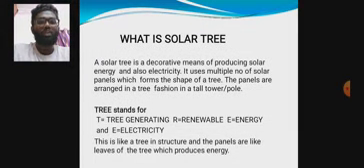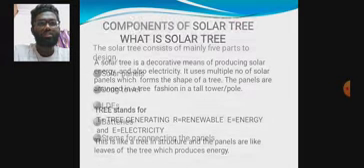What is a solar tree? A solar tree is a decorative means of producing solar energy and also electricity. It uses multiple solar panels which form the shape of a tree. The panels are arranged in tree fashion on a tall tower. The tree generates renewable energy and electricity. It is like a tree in structure, and the panels are like leaves in the tree which produce energy.